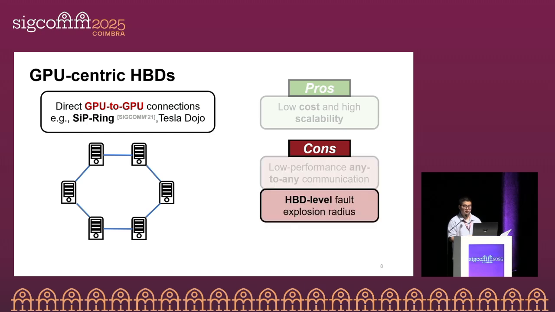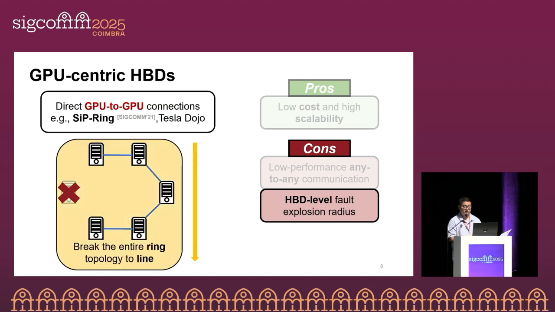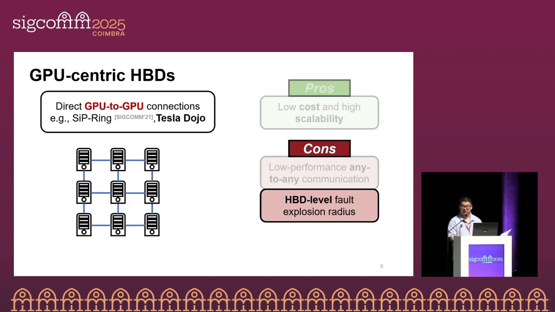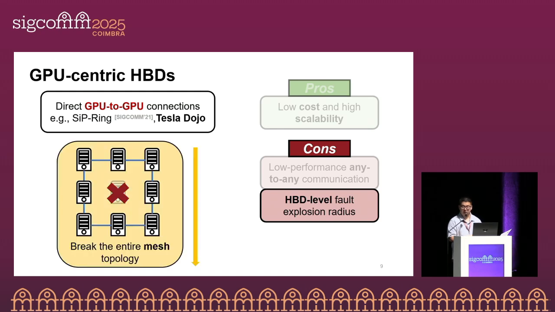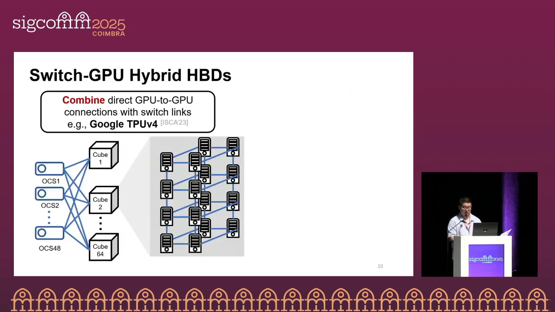Second, they suffer from HBD-level fault explosion radius. If one node fails, its link goes down. This degrades the bandwidth of its neighbors and breaks the entire topology from ring to line, degrading the whole HBD. Tesla Dojo is similar. The failure of one node degrades its neighbors, breaks the whole topology, and degrades the HBD.